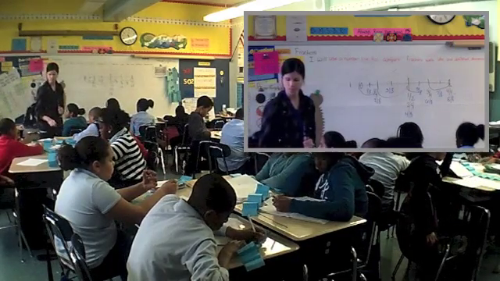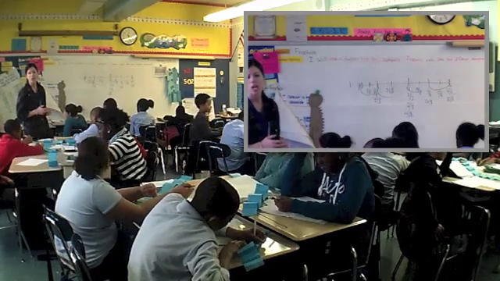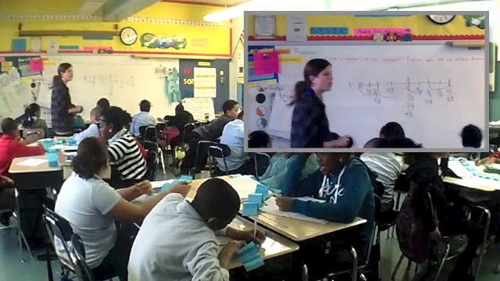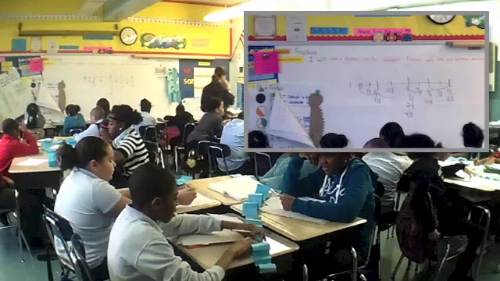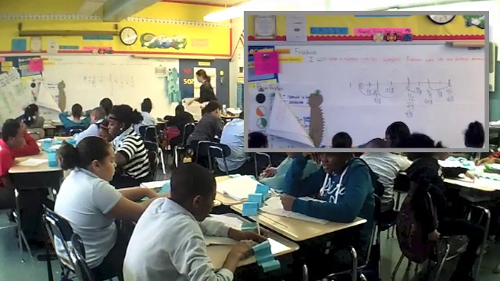So it's 2 and 5. Everyone focus now. Why is it a mixed number?